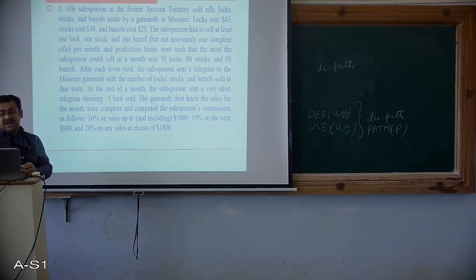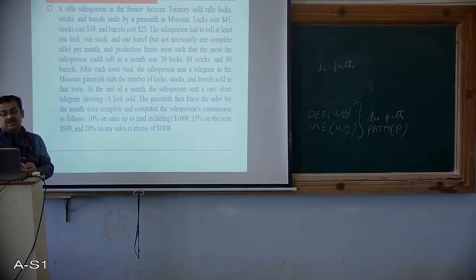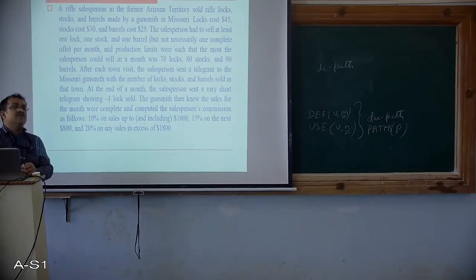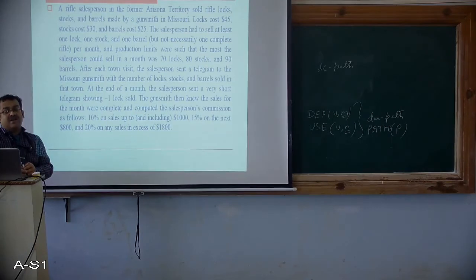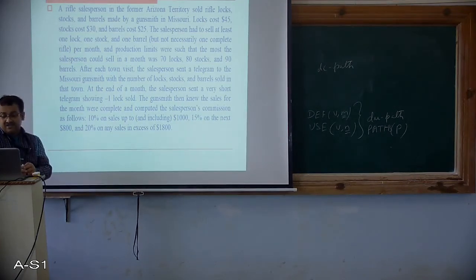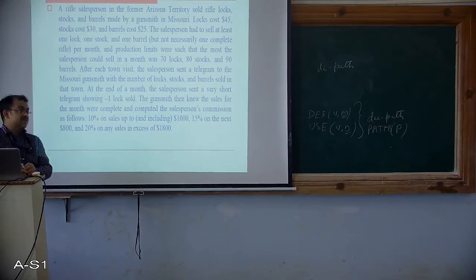The gunsmith then calculates the commission in a pattern: 10% of the sales up to $1,000. So up to $1,000, the rifle maker gives 10% commission to the salesperson. Above that, 15% on the next $800. So for another $800, the commission is calculated at 15% per component. And above 1,800, it is 20% per piece being sold.